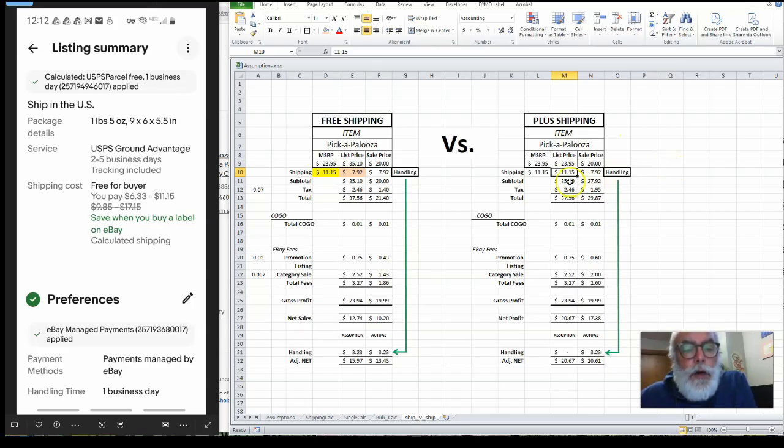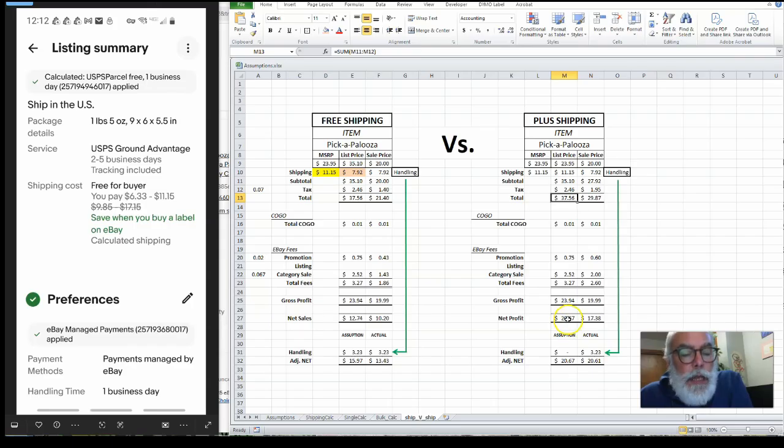Right? So we see here that our subtotal is $35.10. And again, our tax is the same as it was over here, and our total is the same. So in terms of fees, $37.56 is going to be what eBay is going to collect in fees. Now, the thing is, as I see it, everything is the same until you get down to net profit.